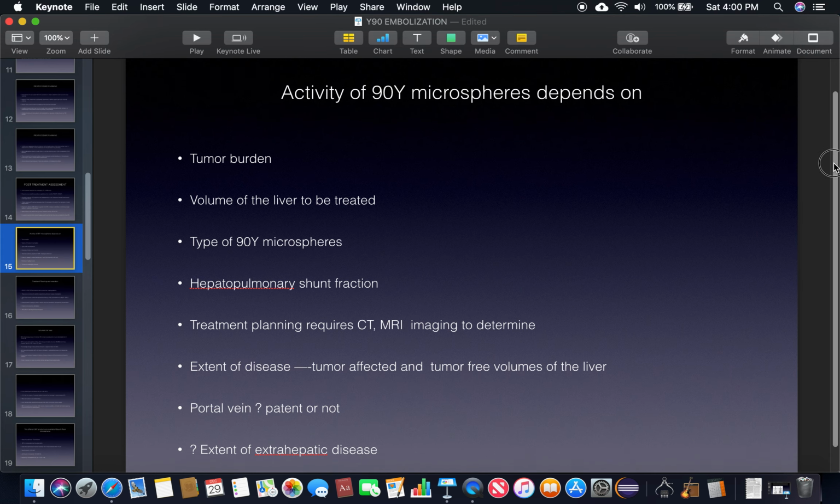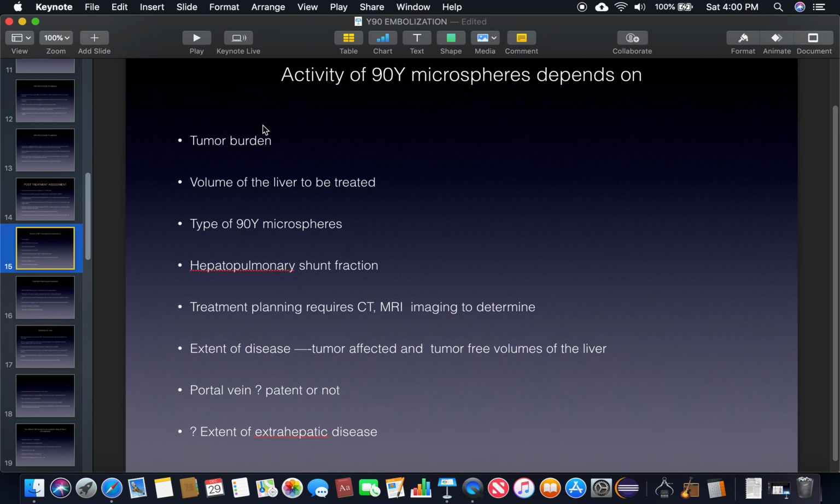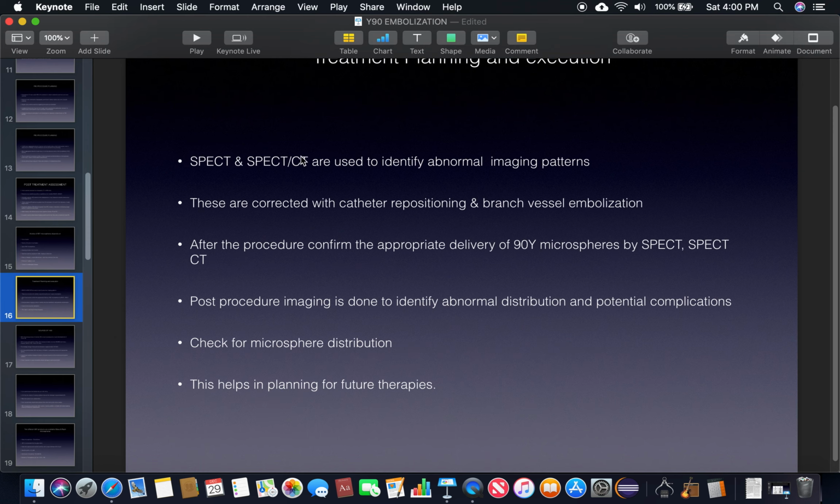The activity of the 90Y microsphere depends on the tumor burden, the volume of the liver to be treated, the type of microspheres that are going to be used, and the shunt to the lungs. And then of course we plan the treatment, which requires CT and MR imaging, and we calculate the tumor size and the tumor-free volumes of the liver, whether the portal vein is involved or not, whether it is patent or not, and if there is any extrahepatic involvement. SPECT and SPECT CT imaging is done to identify any abnormal imaging patterns. These are corrected with catheter repositioning and selective embolization of those branch vessels.